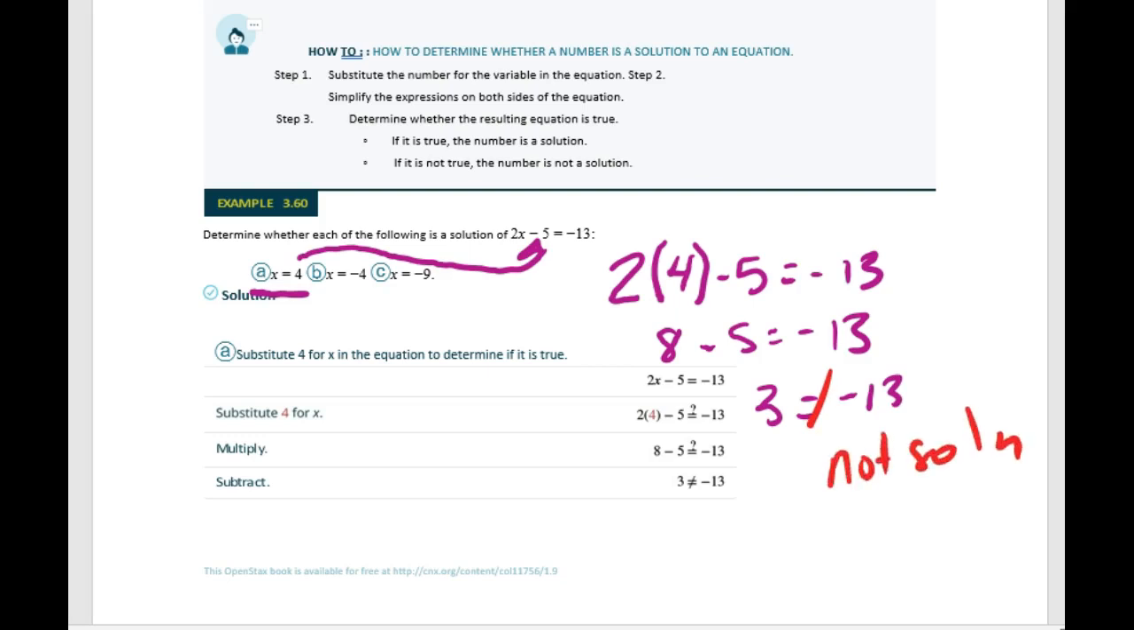And I always abbreviate solution as SOLN. You always want to come up with your own abbreviations for things so that you don't have to write everything over and over again.